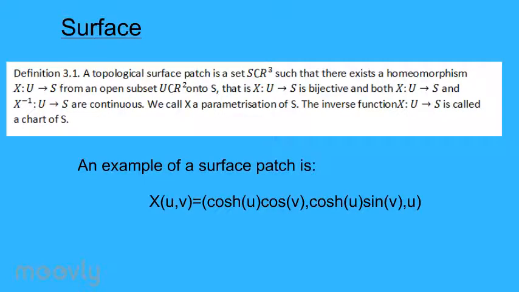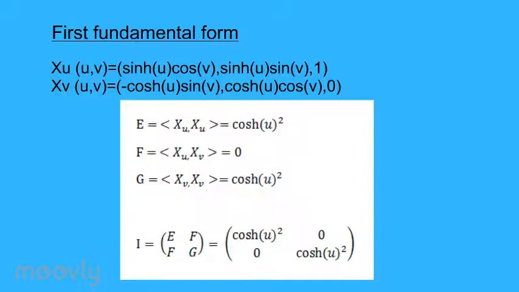We have a surface patch if a mapping X is a homeomorphism from a subset U to the surface S. That is, X is bijective and X and X inverse are continuous. An example of a surface patch is as follows. The first fundamental form is given by three coefficients E, F and G. E is given by the inner product of xu, xu, F is given by xu, xv, and G is given by xv, xv, which is shown on the slide. Now given this, we can put it into a matrix I. The first fundamental form calculates lengths, angles, and the area of a surface.